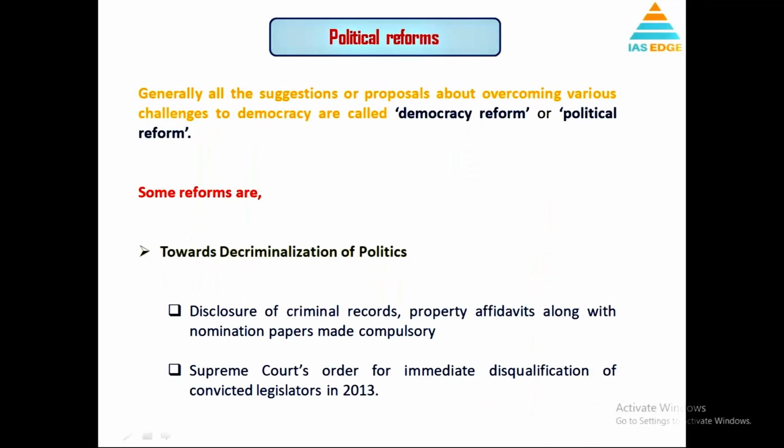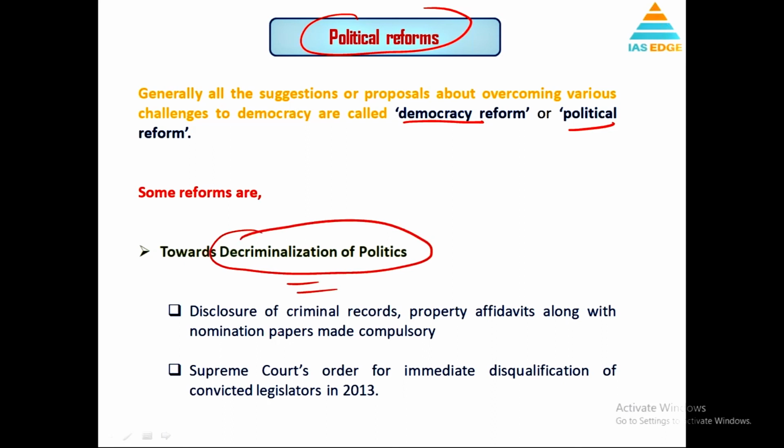What is the way forward? How do we address these? And the way forward is political reform. We have to bring reforms. We have to reform democracy. We have to bring political reforms. For example, in India, we have to take measures to ensure that politicians from criminal backgrounds are not entering into politics.